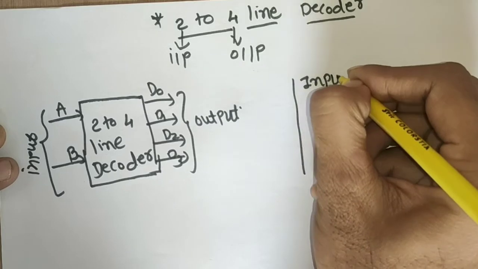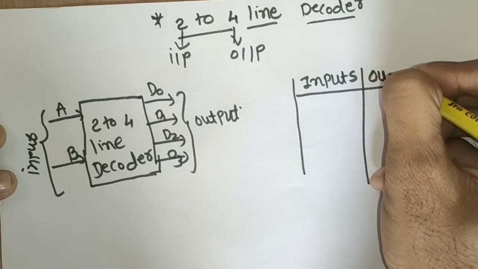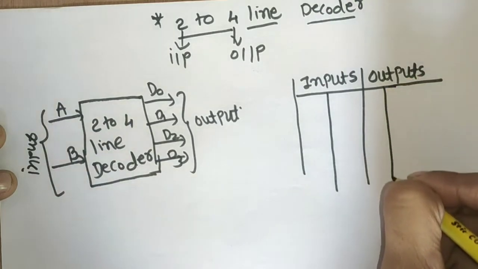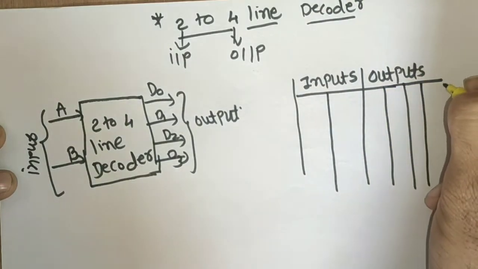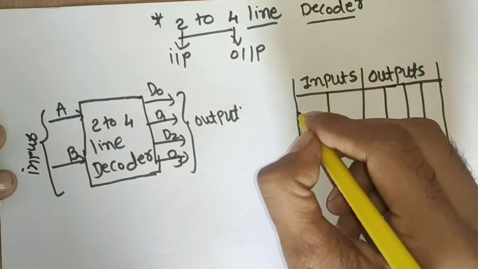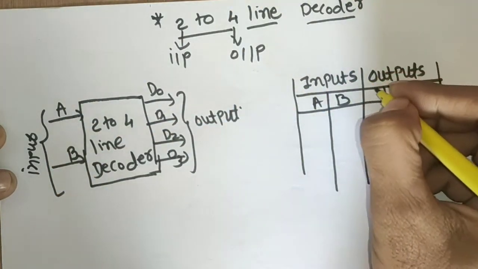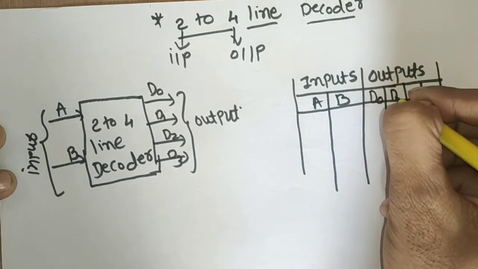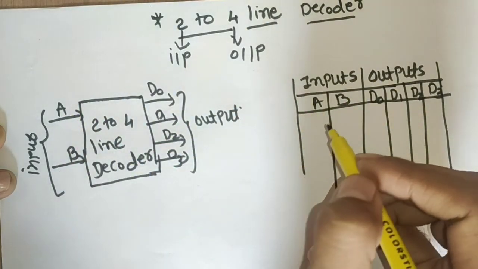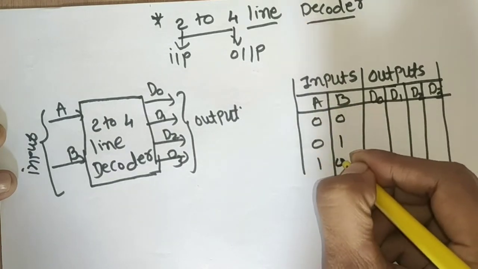First is the input, and this is the output. We apply two inputs and generate four outputs. These are the two inputs A and B, and these are the four outputs, named D0, D1, D2 and D3. So for the two inputs we get the possible combinations, 2 raised to 2, which are 0 0, 0 1, 1 0, 1 1.